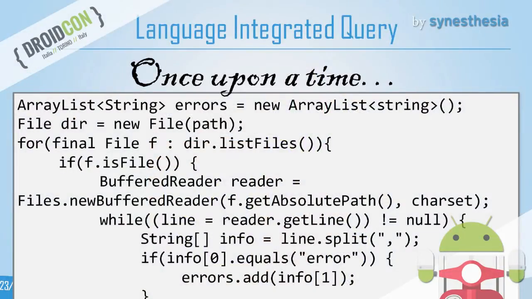So once upon a time, you have a collection. For instance, you want to get a list of errors from some log files. You open up the directory where your log files are. Then you loop through the files. Then, if it is a file, you open a buffered reader on the file. Then you loop through the lines of the reader.